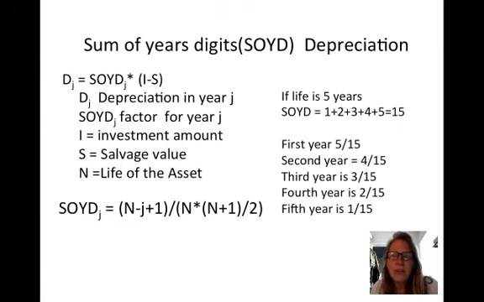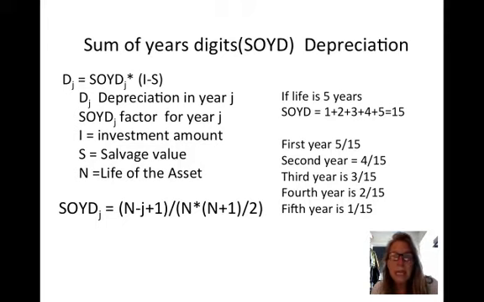For instance, if you have a life that's 5 years, the SOYD, the sum of the year's digits, is equal to 1 plus 2 plus 3 plus 4 plus 5, or 15. So you add all of those. And then the depreciation in the first year is 5/15, then 4, then 3, then 2, then 1. So that's really how the depreciation factor works.